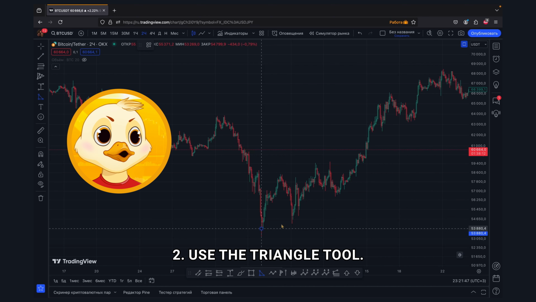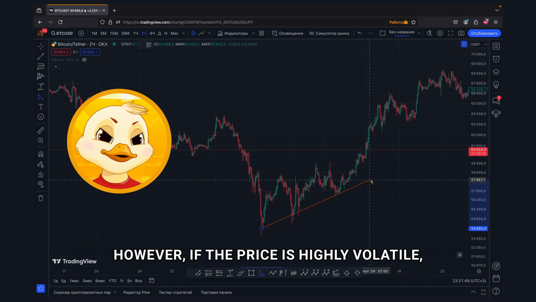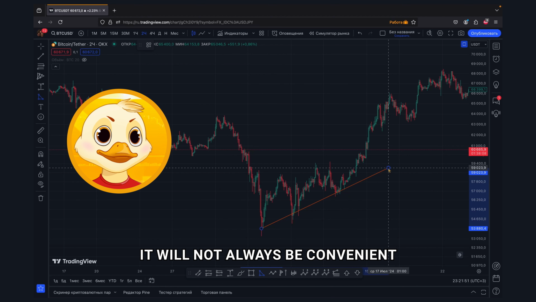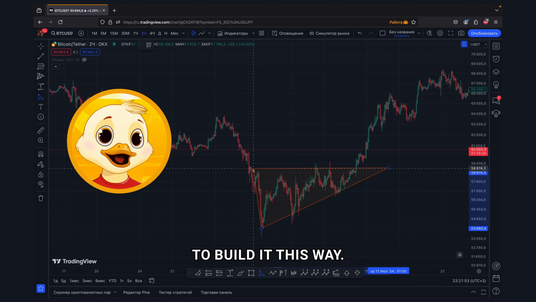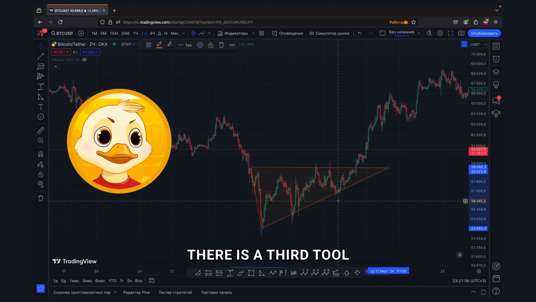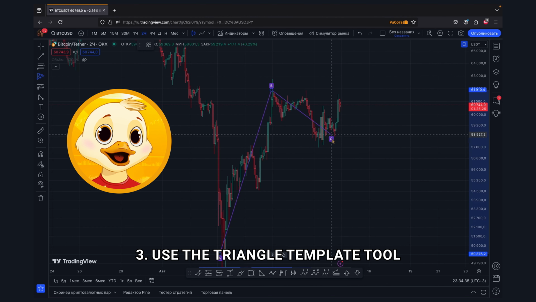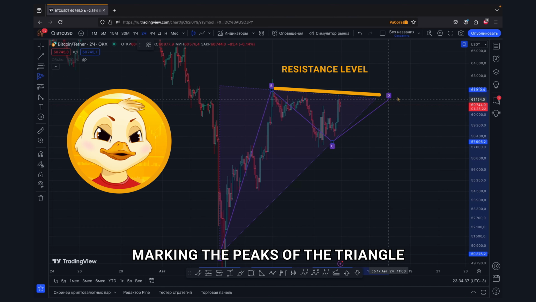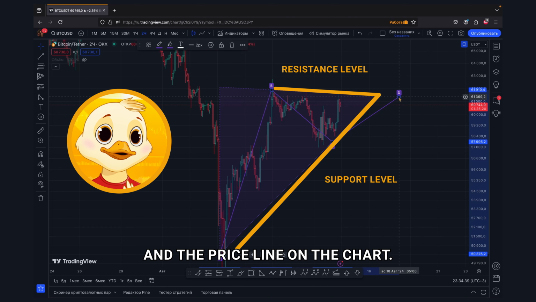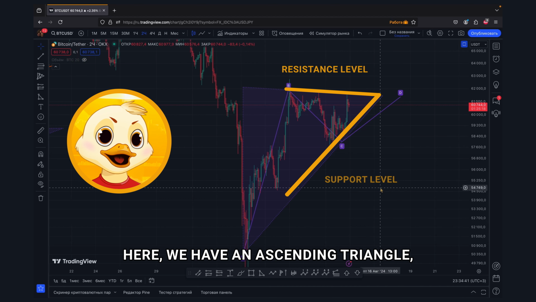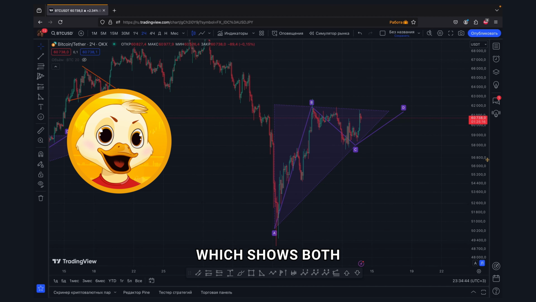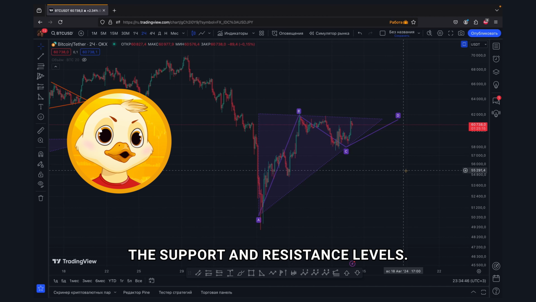Number 2. Use the triangle tool. However, if the price is highly volatile, it will not always be convenient to build it this way. There is a third tool for this purpose. Number 3. Use the triangle template tool to add 4 points, marking the peaks of the triangle and the price line on the chart. Here we have an ascending triangle which shows both the support and resistance levels.